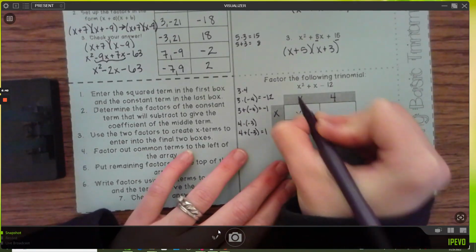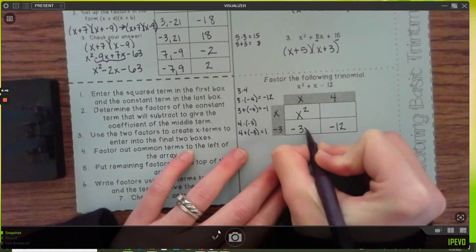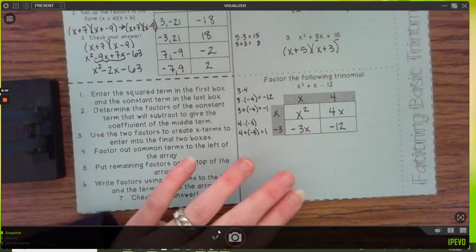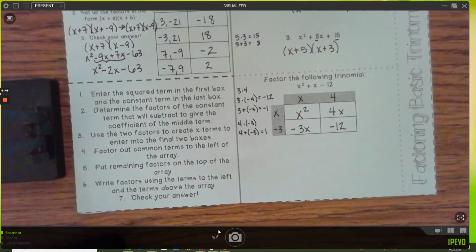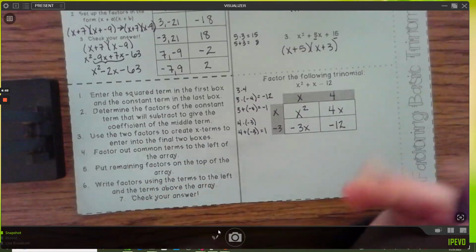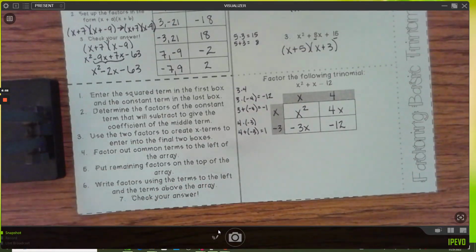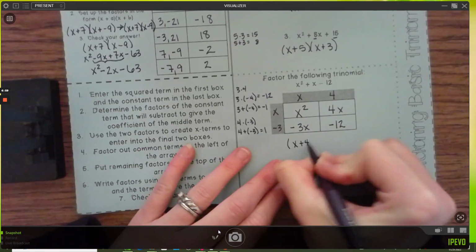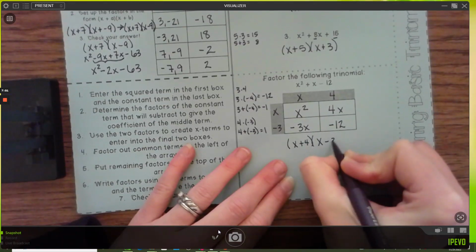So negative 3 times x is negative 3x, and 4 times x is 4x. My factors are what is along the side. Again, it's kind of backwards from when we use the array to multiply these out. So x plus 4 and x minus 3.